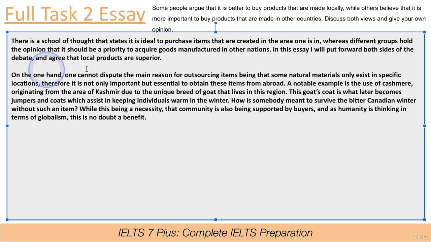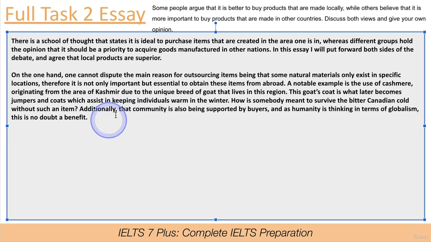How is somebody meant to survive the bitter Canadian winter? Maybe we could say the bitter Canadian cold without such an item. While this... maybe we can say additionally, a nice linking phrase. Additionally, that community is also being supported by buyers. And as humanity is thinking in terms of globalism, this is no doubt a benefit.